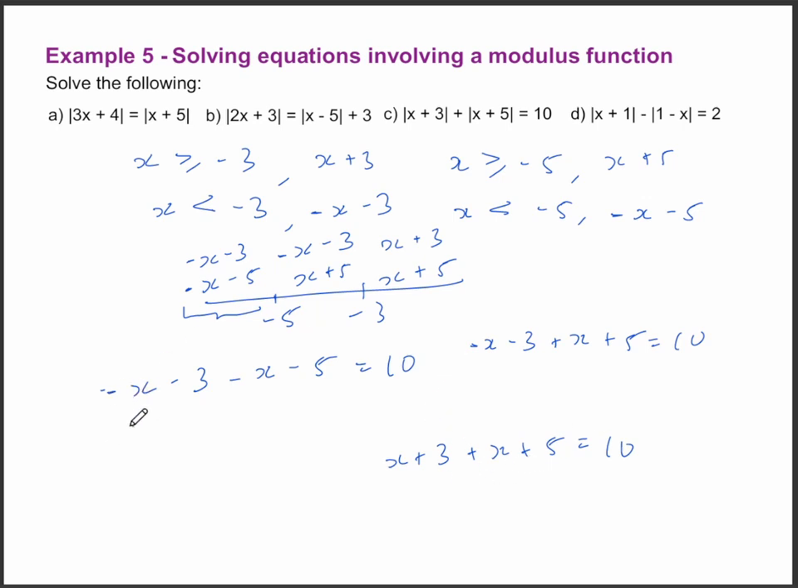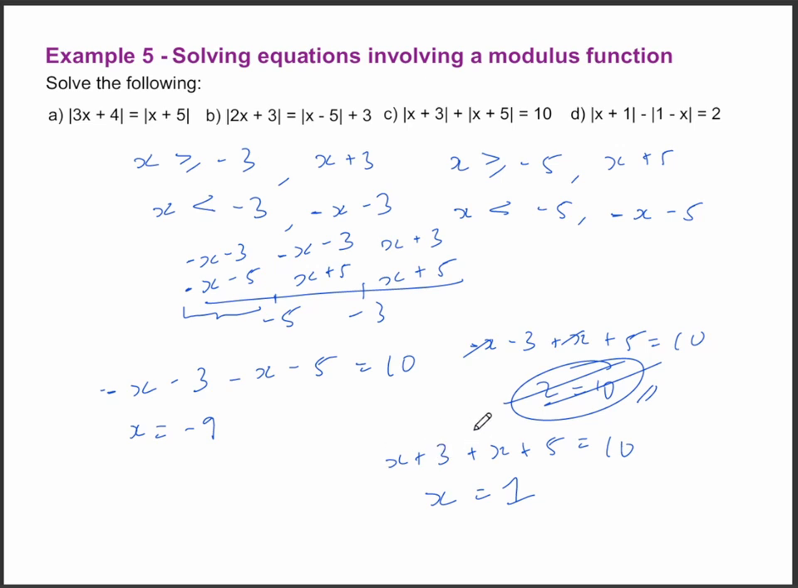The first one, the x you'll get is equal to negative 9. The second one, the x and x cancel out, and you just have 2 equals 10, which is not possible, so this will be eliminated. And in the third one, you get that x equals 1.